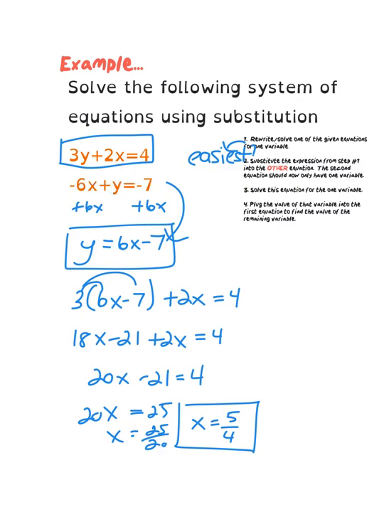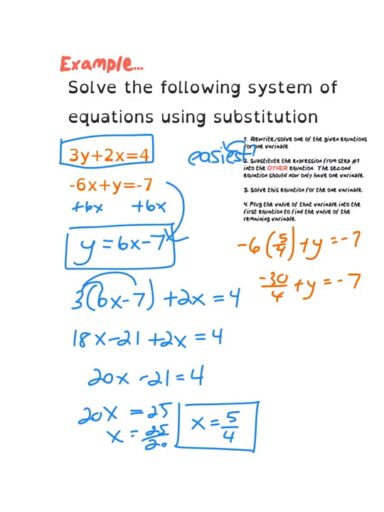Once I have x, I'm going to plug it into the other equation that I did not use yet, which was the 6x plus y equals negative 7. So we're going to go ahead and plug that in. So negative 6, and x was negative 5/4, plus y is equal to negative 7. So I get negative 30 over 4 plus y is equal to negative 7.